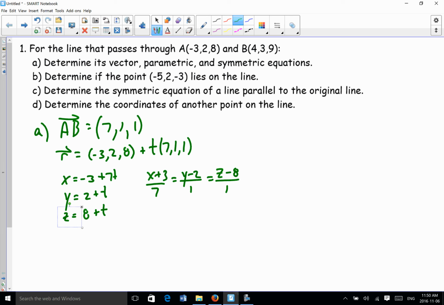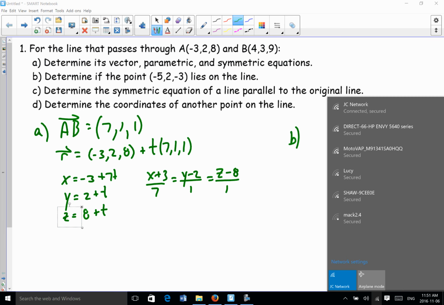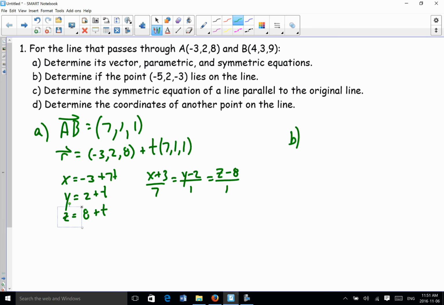And in part B, we want to figure out if this point lies on the line. The easiest way to test that is by using your symmetric equation. If you fill in your x, your y, and your z in the right spots, then your 3 symmetric equations should come out to the same value. So let's try it. (-5 plus 3) over 7 should equal (2 minus 2) over 1, and that should equal (-3 minus 8) over 1.